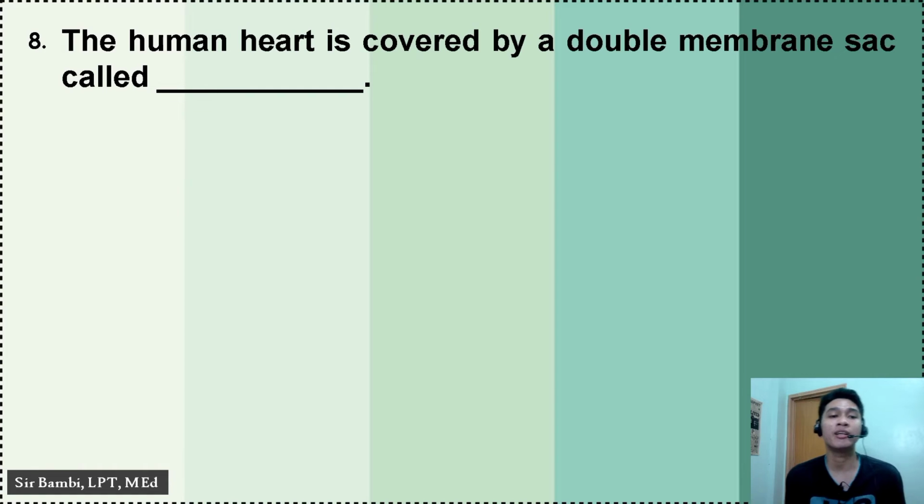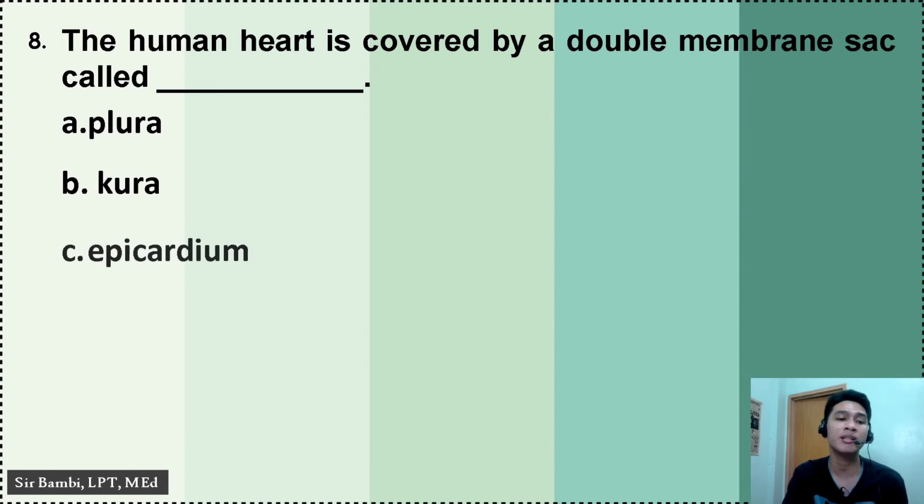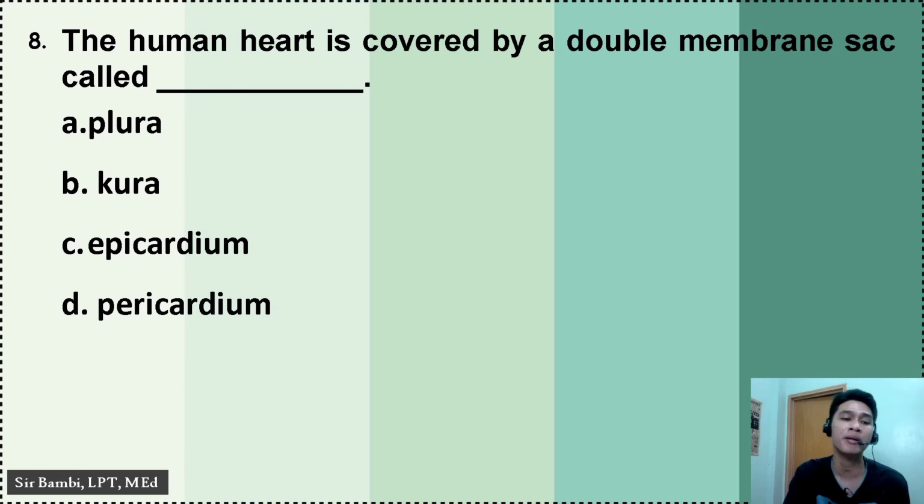Number 8. The human heart is covered by a double membrane sac called A. Pleura, B. Cura, C. Epicardium, or letter D. Pericardium. The correct answer is letter D.